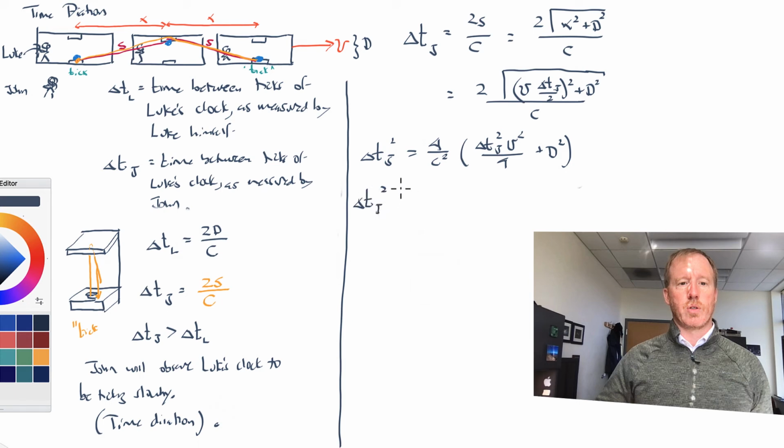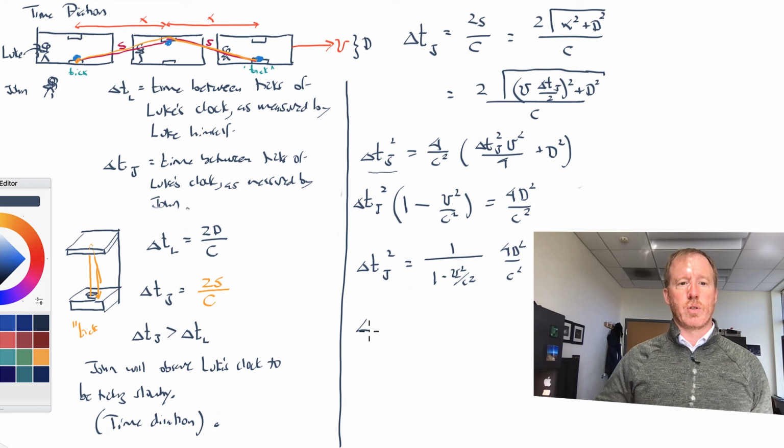Delta t J squared times 1, that's from this term right here, minus this stuff right here where the 4 is going to cancel the 4. We're going to end up with v squared over c squared. And on the right hand side, we're going to be left with 4d squared over c squared. I'm just doing algebra. I skipped a step there, so you might want to look at how I did that. And now finally, I want to divide through by the amount in the parentheses. Delta t J squared is equal to 1 over 1 minus v squared over c squared times 4d squared over c squared.